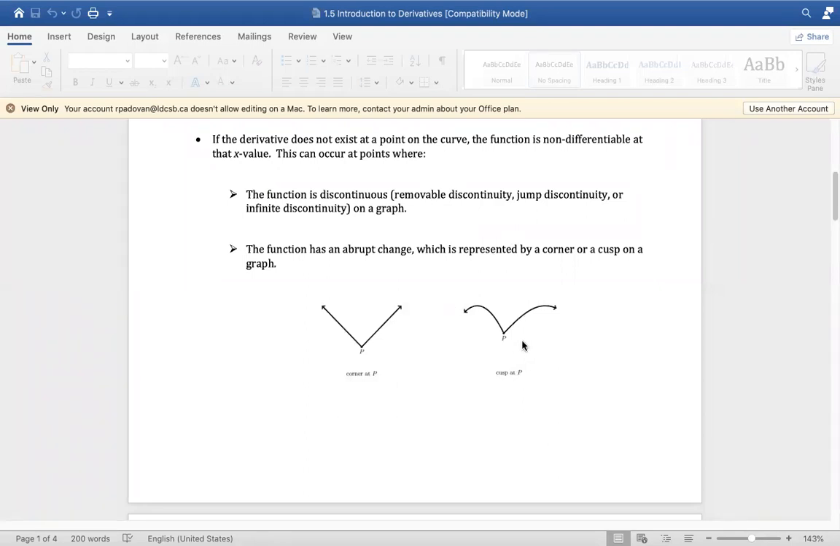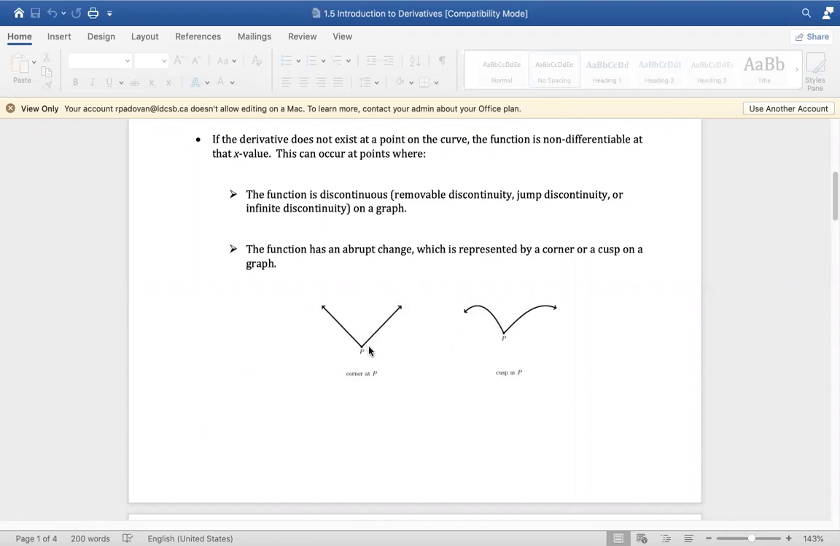Or in this case here, this is new. The function has an abrupt change. So here it says a corner at P. So I'm decreasing on my line, and then all of a sudden there's a sharp, let's say even 90-degree turn, and then I'm increasing. Or I have a curve and I'm decreasing, and then all of a sudden I change and I start to increase, and that would be called a cusp at P, a cusp and a corner.